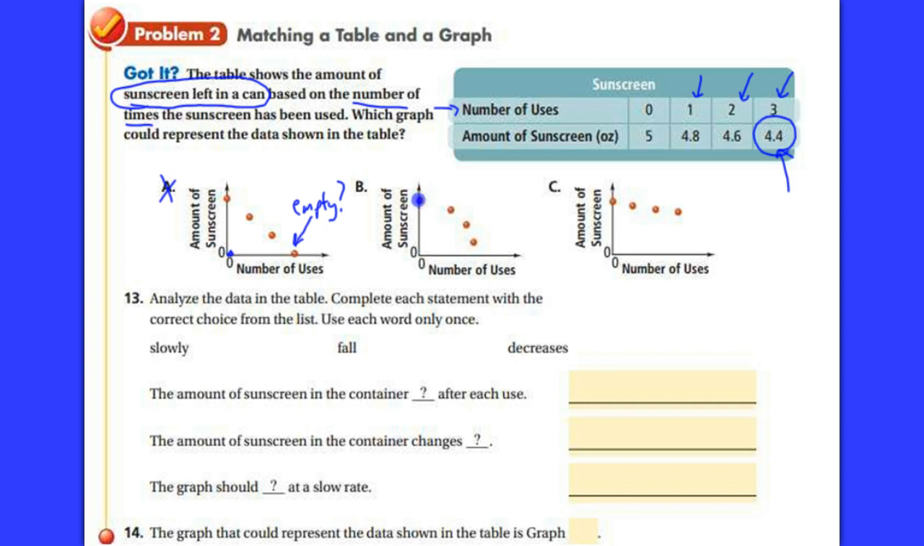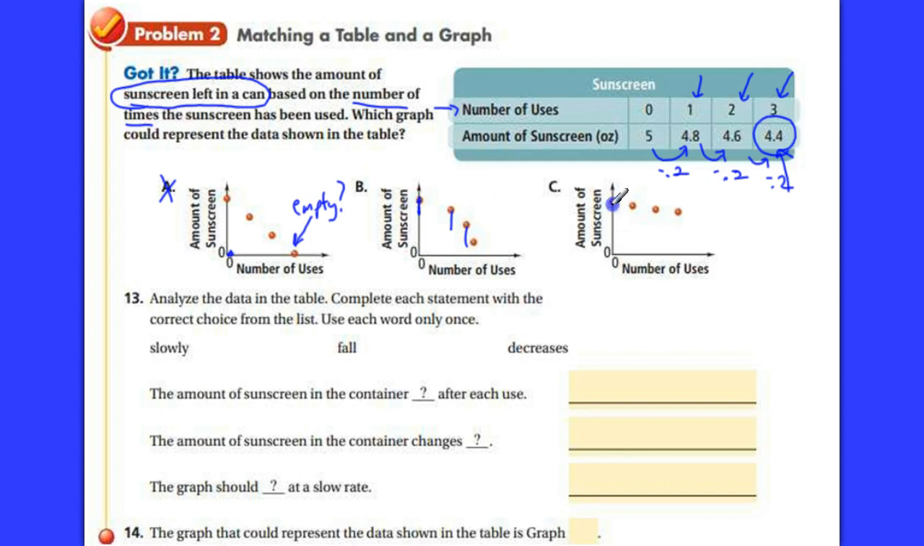It just went down a little bit, and then it went down a little bit more, and then it went down more. But as I look at this, it looks like they lose 2/10 of an ounce here. And if I look here, it looks like they lose 2/10 of an ounce. And I look here, they lose 2/10. So to me, the decrease is more steady than B shows.